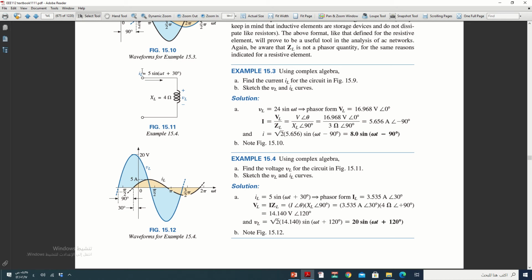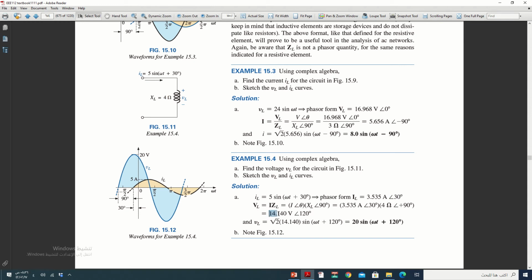How to find the voltage? We will divide 5 by root 2. You will get 3.53 with angle 30. And after that, we will multiply I by Z, Ohm's law. Okay, I equals 3.535 with angle 30, and XL equals 4 with angle 90.